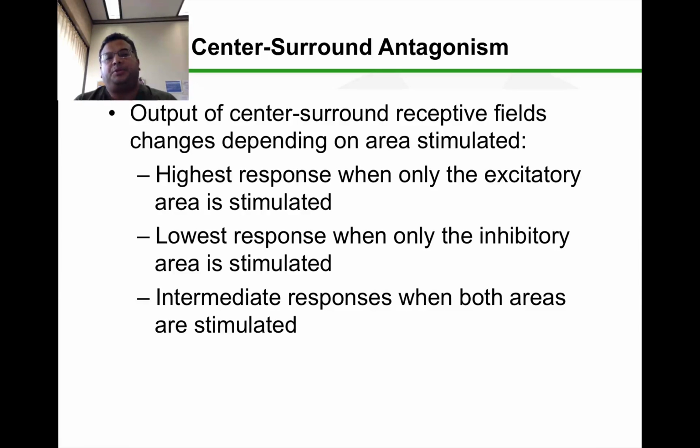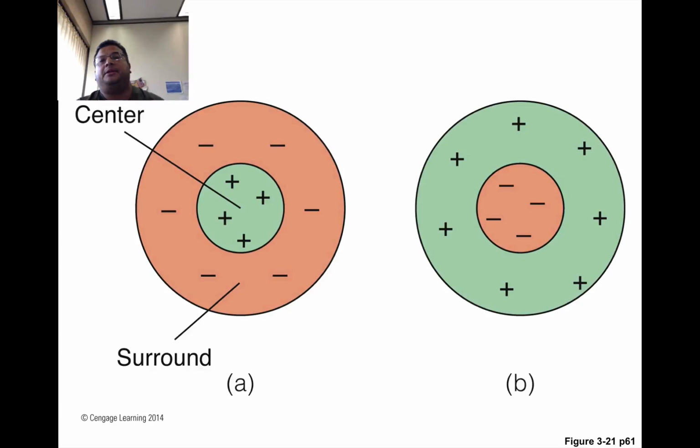Now, this relationship between the center and the surround on these little donut receptor fields affects how each receptive field is going to fire, right? So you get the highest response when the excitatory area is stimulated. So in this one here, if the center is stimulated, or in this one here, if the edge is stimulated, this receptive field sends the highest output, right? If it's stimulated in the inhibitory area here, or in the middle here, it sends the lowest response.